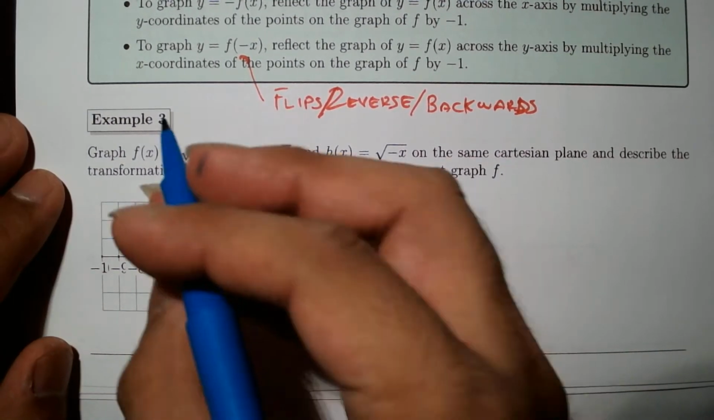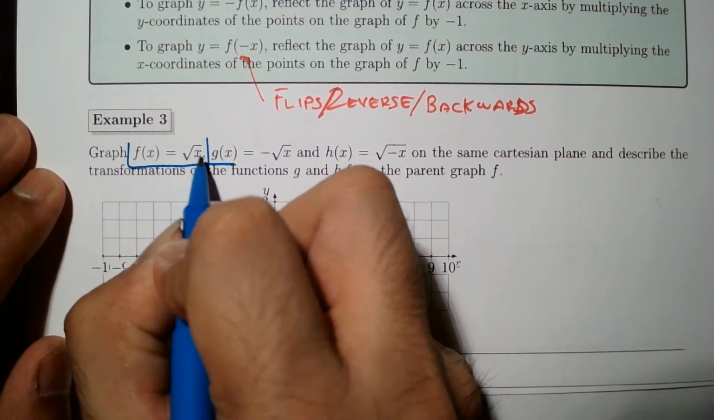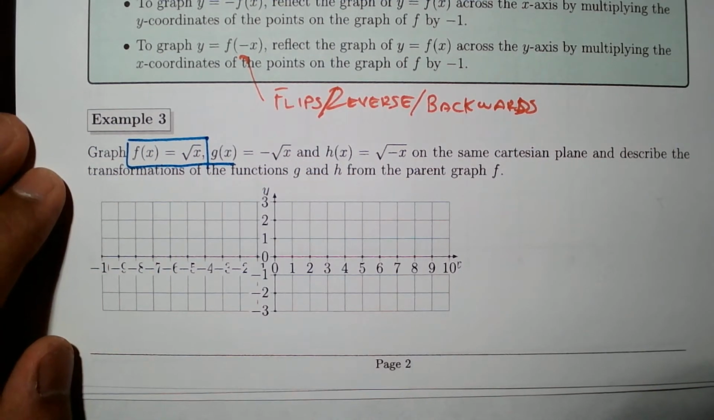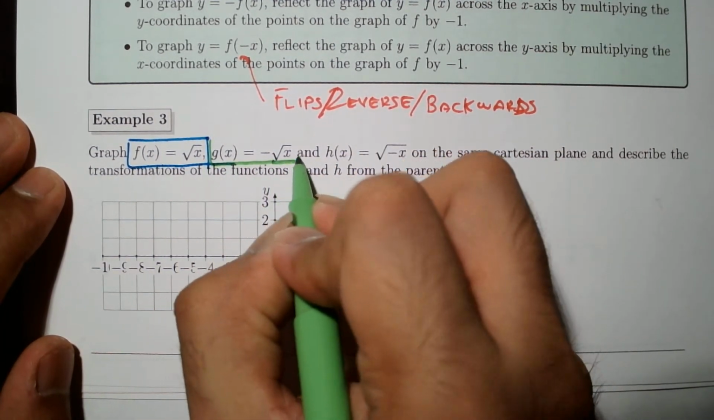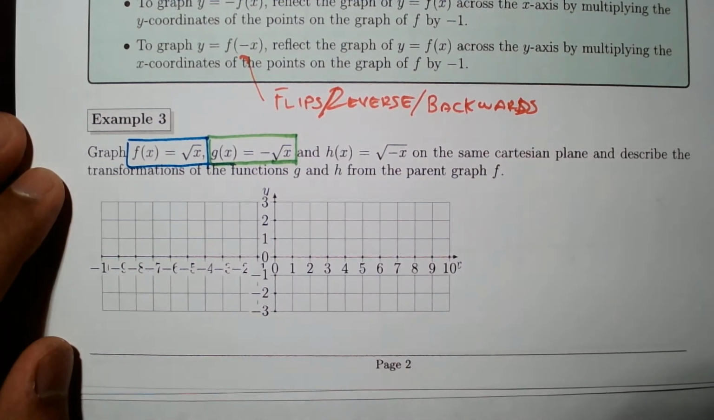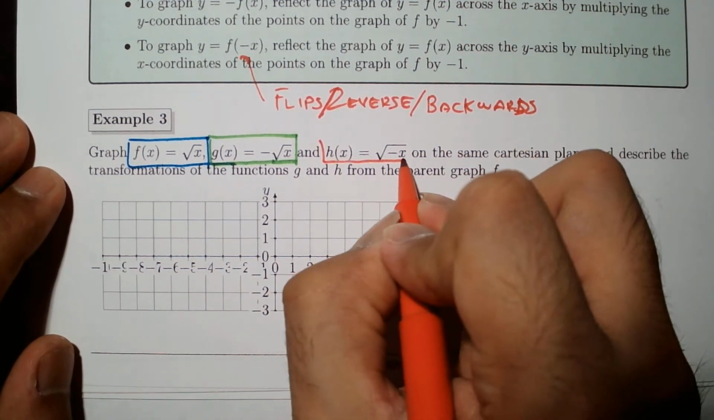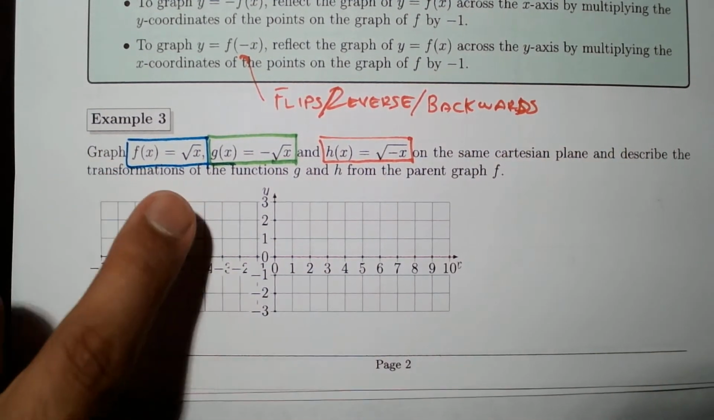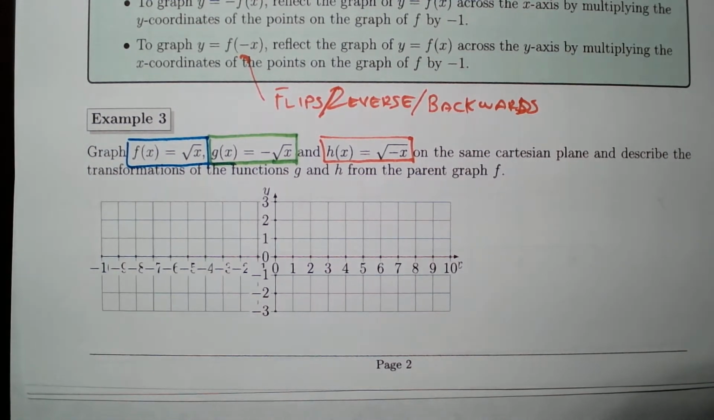As usual, this is going to be blue, this is going to be green, and this is going to be the red one. Okay, so square root of x. In this case, I'm not going to use the graph of f of x equals x squared. I'm going to use a different one this time.